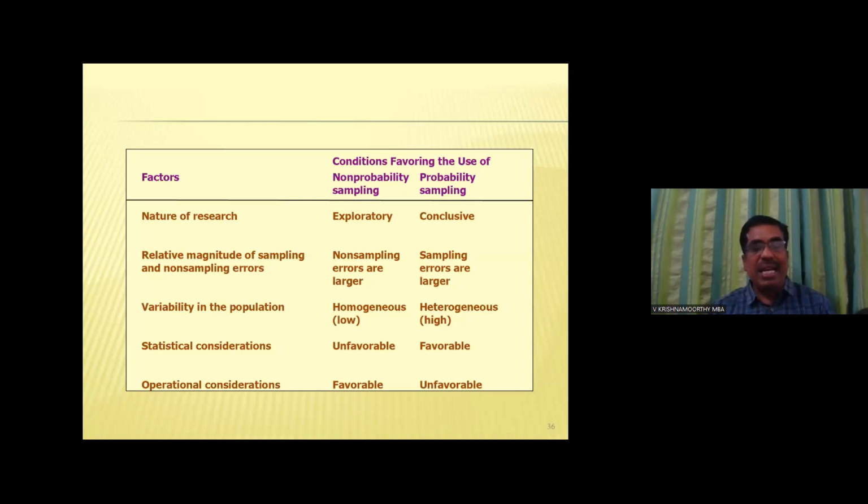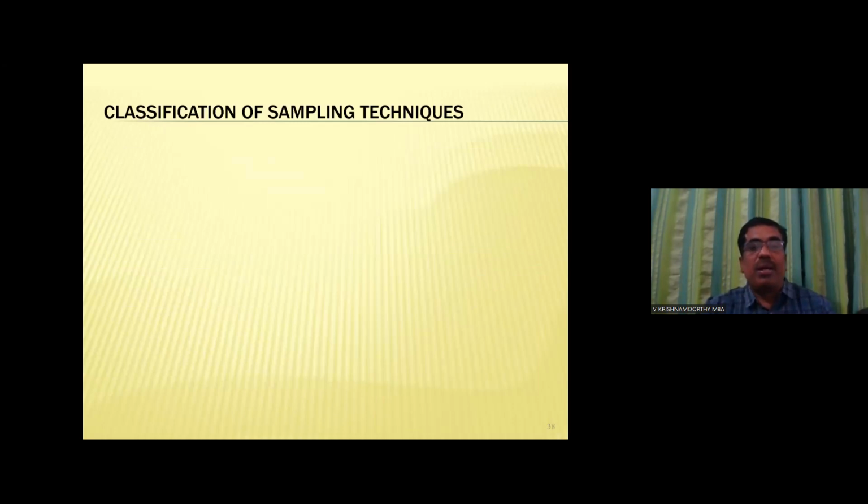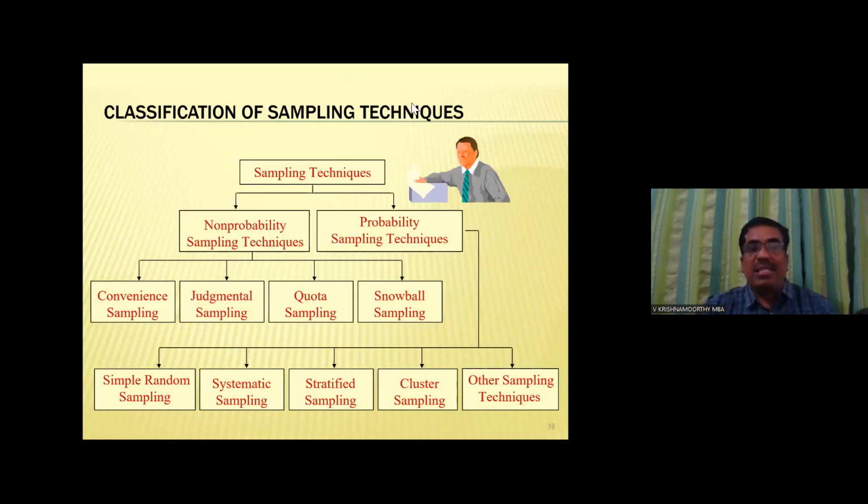Similarly, let's take statistical consideration. For example, if you want more accuracy in statistics, better use probability sampling method. Okay. Now, these are the various classifications of sampling methods. Sampling techniques can be classified into two types. One is non-probability sampling technique. Another one is probability sampling technique. We will discuss each and every method one by one.